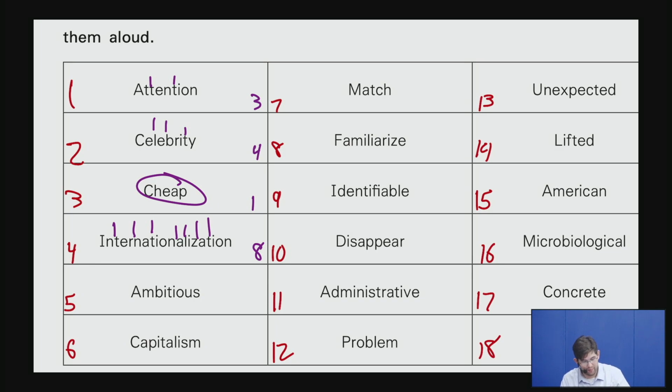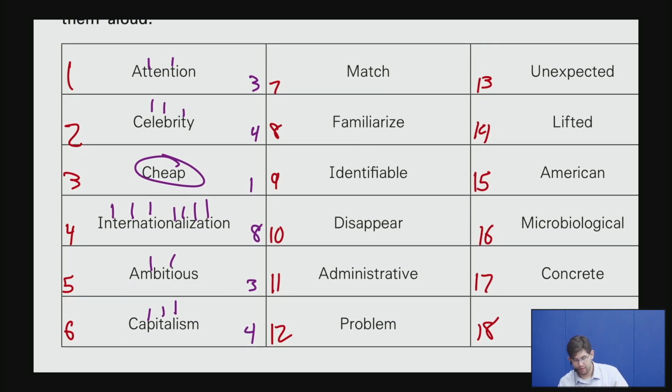Number 5, ambitious. Ambitious is a 3-syllable word. Breaks at our vowel, consonant, consonant, vowel setup, and our suffix. We have capitalism. Capitalism is a 4-syllable word. It breaks at our P, it breaks at our T, and it breaks at our suffix. I'm using the word suffix once again because these are all different affixes. Match is another one. It is a monosyllabic word. It is 1 syllable.